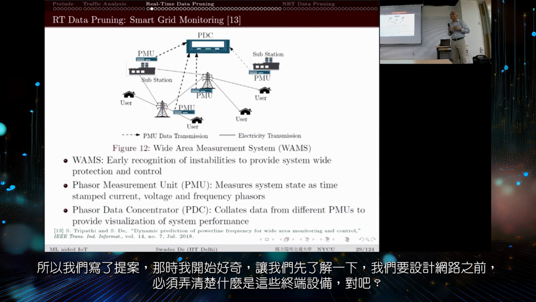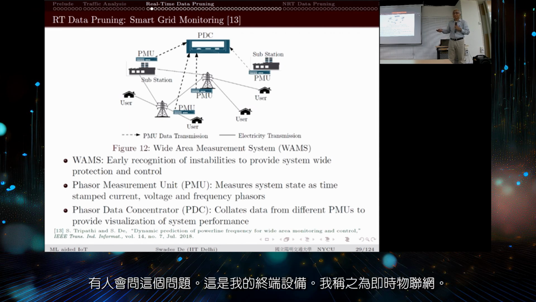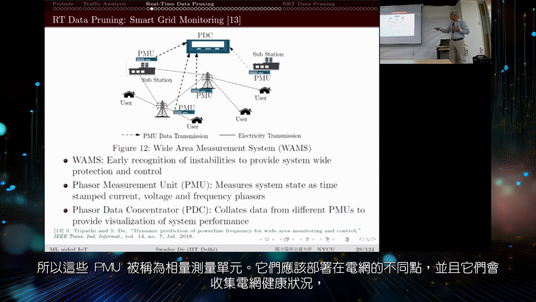So we wrote the proposal, and at that time I became curious that before I do the network design, I have to figure out what the end devices are. Right? Anyone will ask that question. This is my end device, which I call real-time IoT. These PMUs, phasor measurement units, are supposed to be deployed at different points in the power grid, and they will be collecting the grid health.